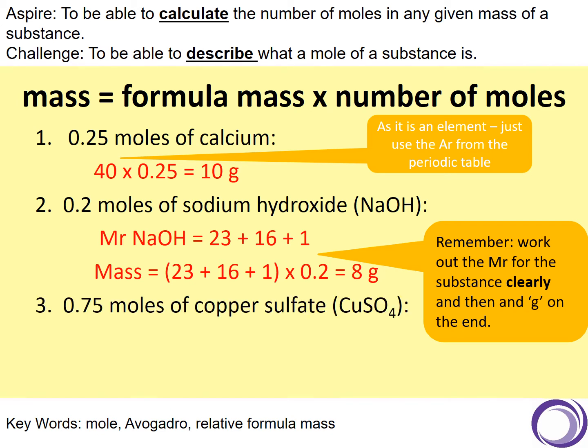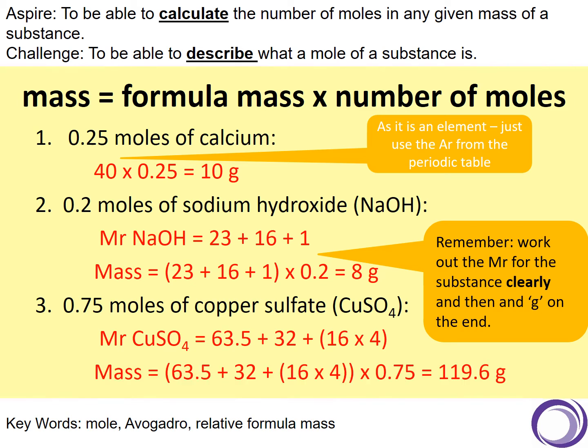And then the final one, 0.75 moles of copper sulfate. So again, clearly work out the molecular mass of the copper sulfate, then multiply that value by 0.75 and you should get 119.6 grams. The other thing is, if you're rounding any numbers, don't do it till the very last stage in your calculations.